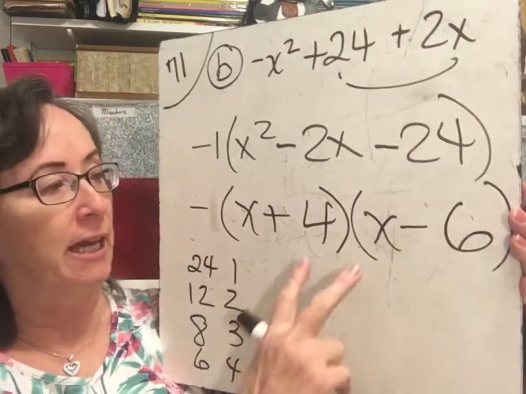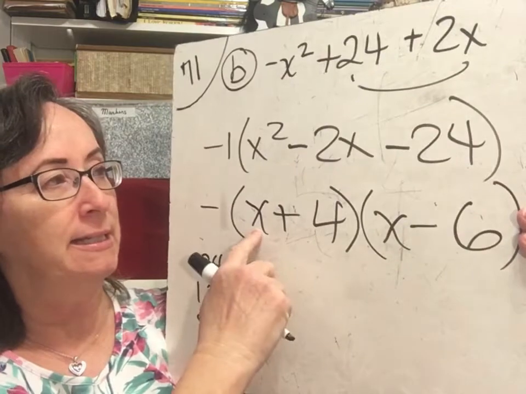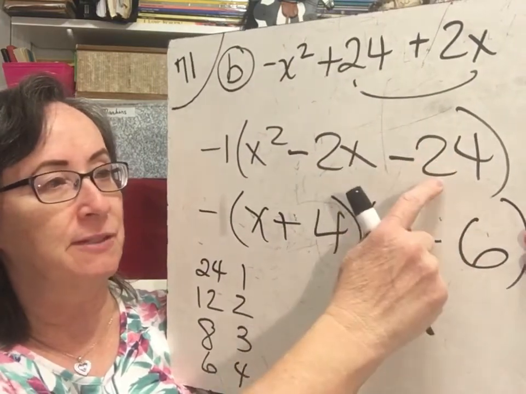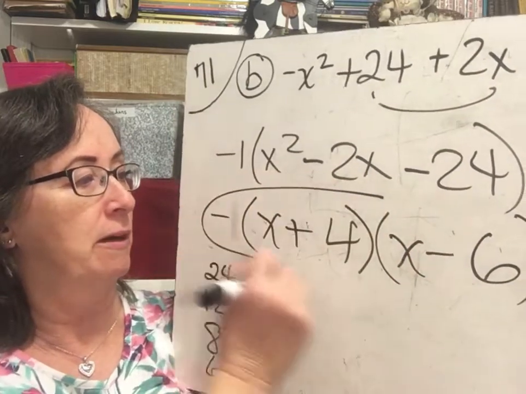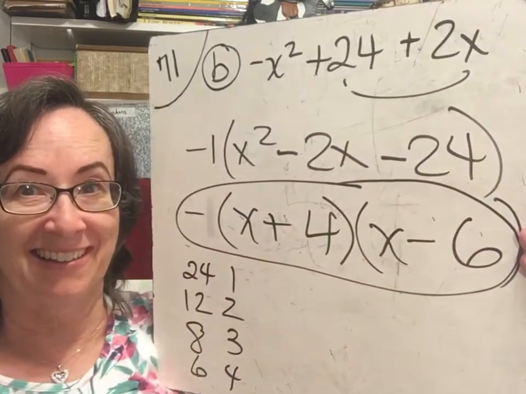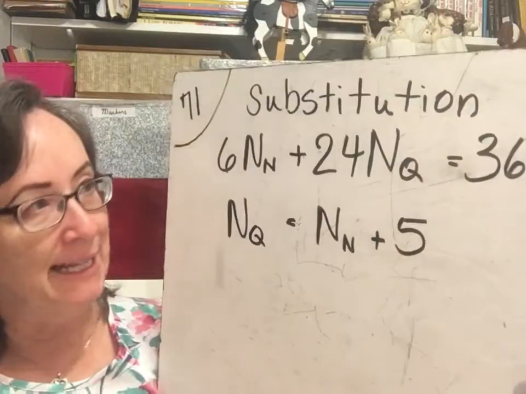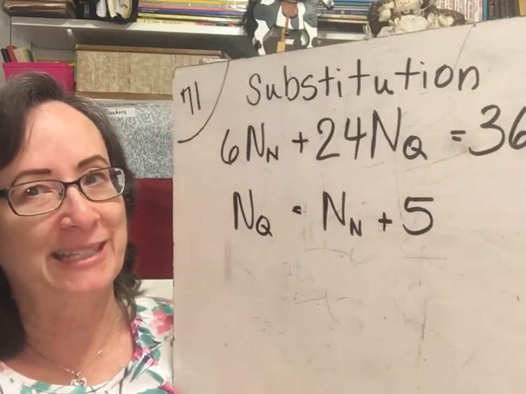So now let's check it. 4x minus 6x gives us the negative 2. 4 times a negative 6 gives us the negative 24. And there is our answer. We have factored completely. Okay, so this is letter C.